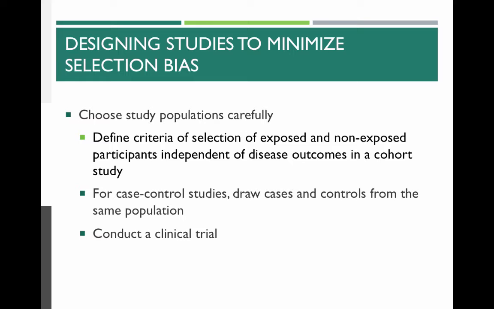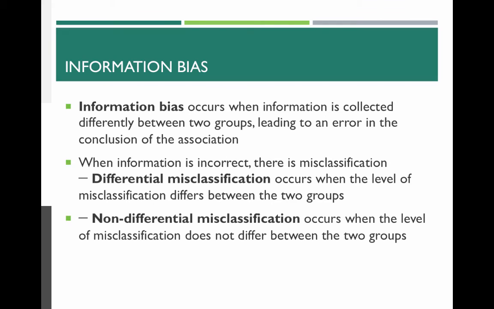So as we increase along the hierarchy of study designs that we've talked about, ecologic and case control studies being at the bottom, and then cohort and clinical trials being at the top, as we go up the hierarchy, the potential for selection bias is reduced. Okay, so I mentioned there were 2 main types of bias. We've talked about selection, and the second one is information bias.